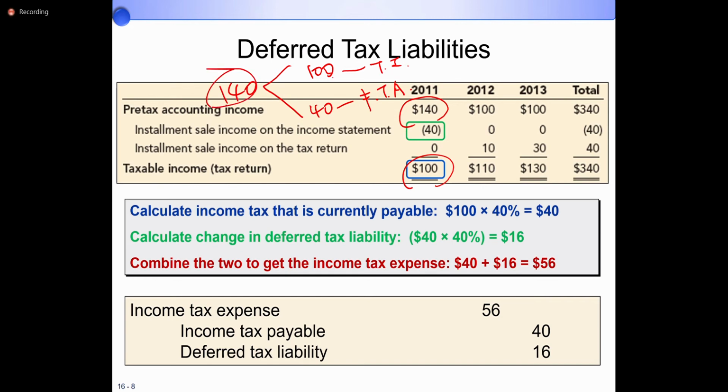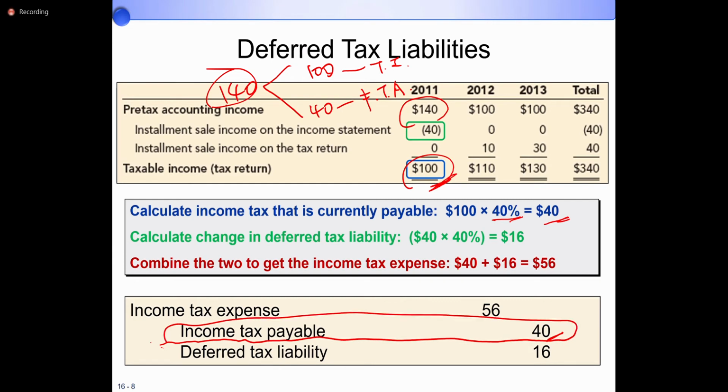So we pay tax on this 100 right now. So remember, this 100 times 40%. Let's assume tax rate is 40%. So 40 should be income tax payable. So you can see we should credit income tax payable. This is one of the liabilities. So 100 times 40%.